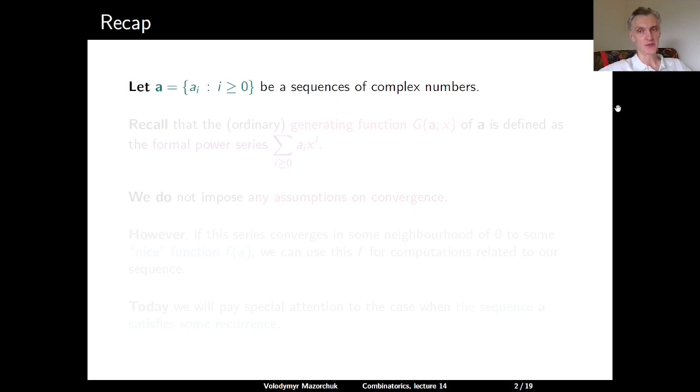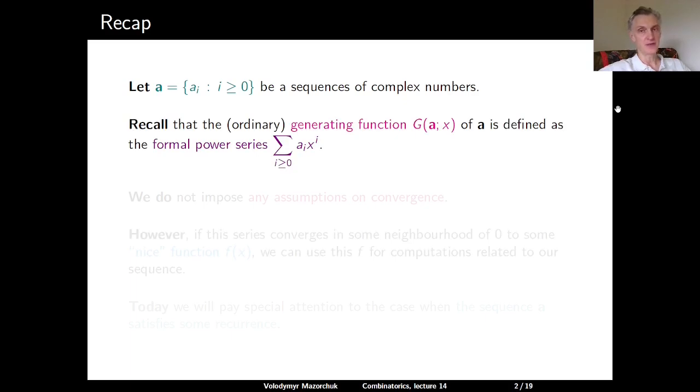Assume that we have a sequence of complex numbers a_i, where i is greater than or equal to 0. Then the ordinary generating function of this sequence is the formal power series, which we denote by G, it depends on a, and the variable is x. And this formal power series is defined as a sum over all i greater than or equal to 0, a_i times x to the power i. And we do not impose any conditions on convergence of this sequence.